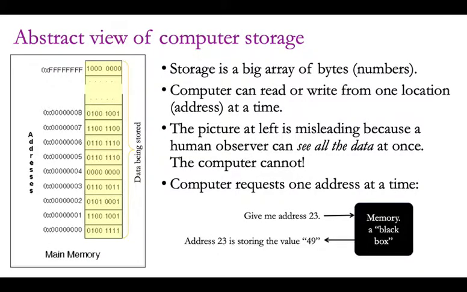And you have to do a sequence of those operations to access data. You can't just look at it visually and see the 10 different values in there. You have to think about a series of individual operations accessing different addresses. Does that make sense? Just a very abstract view.